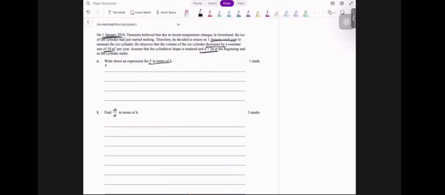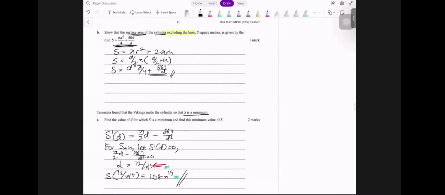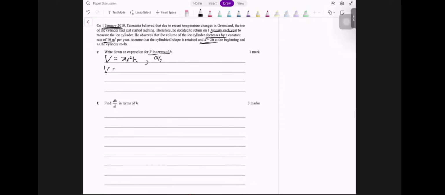So again, we know our volume is equal to pi r squared h. And so we can just sub in, well, first, if we want it in terms of h, d is equal to 2h, but d, remember, is the diameter. So d on 2, which is the radius, is equal to h. So you sub that in straight away, you get pi h cubed. And that's pretty much why it's also 1 mark as well.